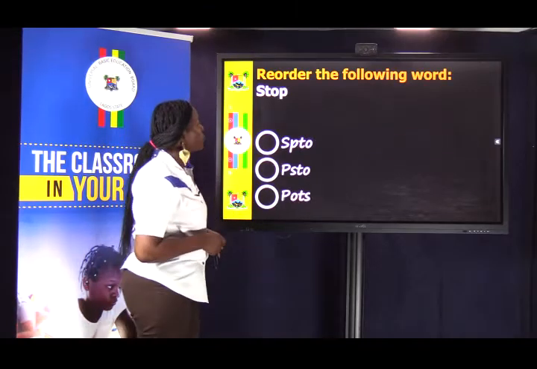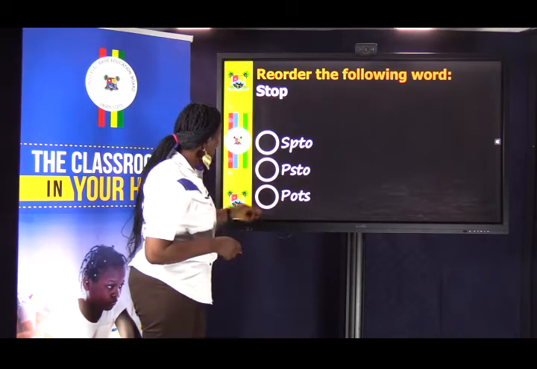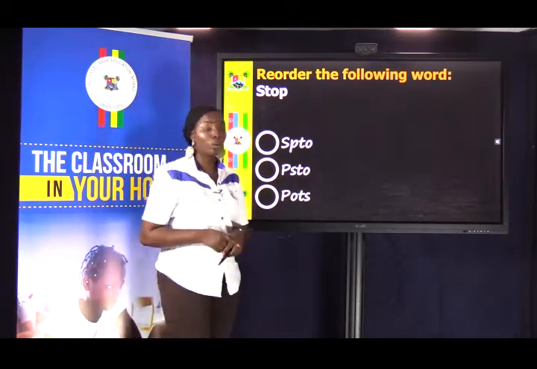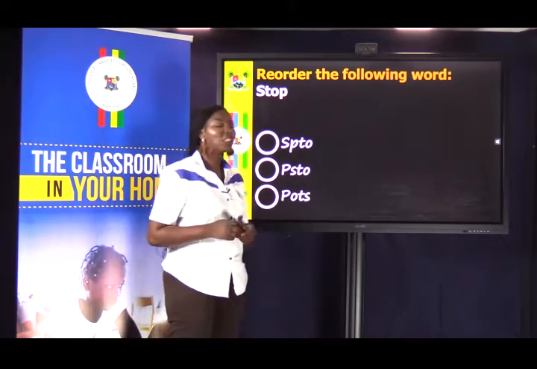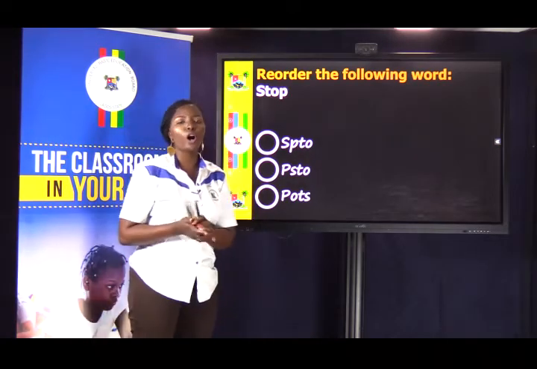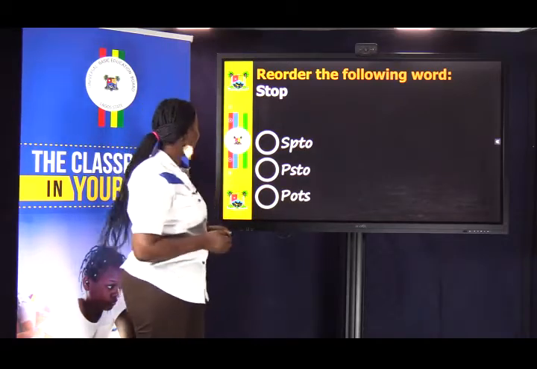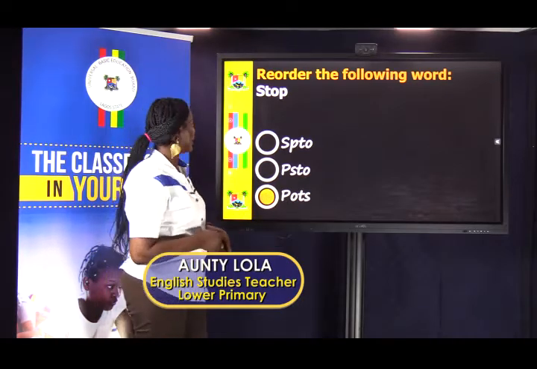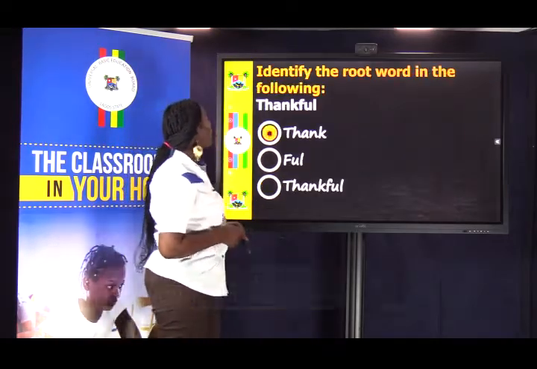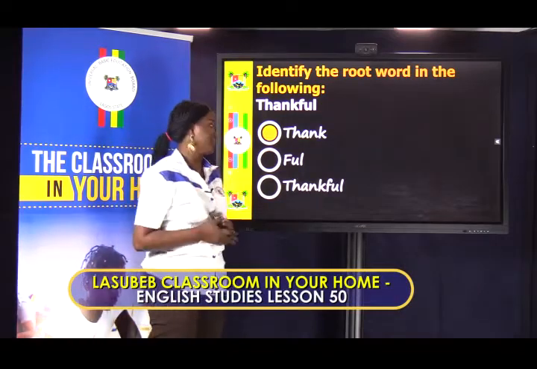Okay. The next one, let us reorder stop. Okay, how do you reorder stop? A, SPTO. B, PSTO. C, POTS. Which of those options really makes sense? Oh, you've chosen your answer, and the answer is C, pots. Pots is the answer. Okay, to the next one. Oh, I've even dropped the answer. Okay, that's a bonus for you.